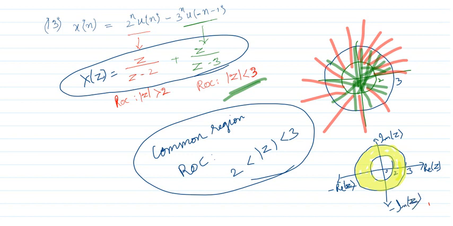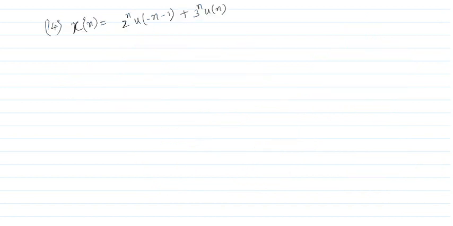Okay, what about 2 power n, U of minus n minus 1? For this, I can write the X transform. As it is a left-sided or non-causal sequence, there is a plus, so I am putting a minus here: Z by Z minus 2. For the other one, it is a causal sequence, so it is Z by Z minus 3.